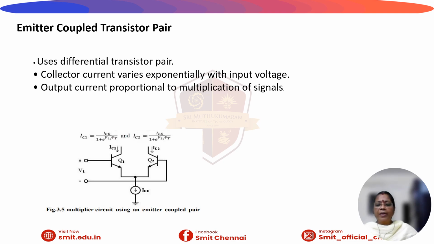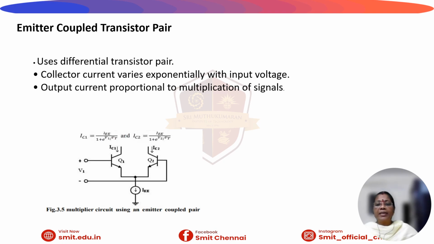In this emitter coupled transistor pair, it consists of two matched transistors with their emitters tied together and connected to a shared constant current source. This versatile circuit configuration forms the fundamental building block of op-amp, analog multipliers, and emitter coupled logic. So, how does it work? The collector current varies exponentially with the input voltage as per the transistor equation. The output current is proportional to the multiplication of the signals.